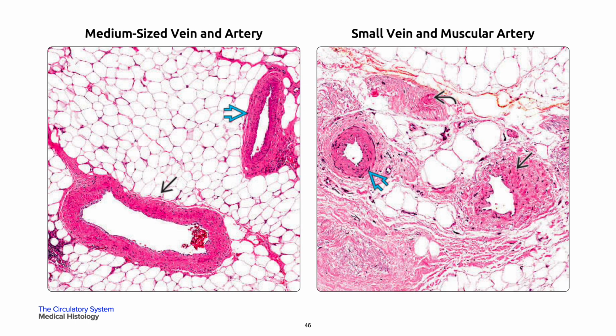On your left is a section containing a medium-sized vein in a single black arrow and accompanying artery in bold blue arrow. Veins lack an internal elastic lamina and have thinner, less orderly medial smooth muscle. The vein adventitia is the most prominent layer, and most adventitial bundles are oriented longitudinally.